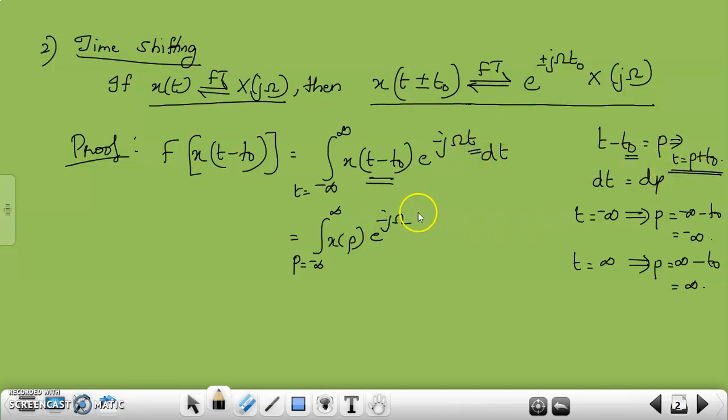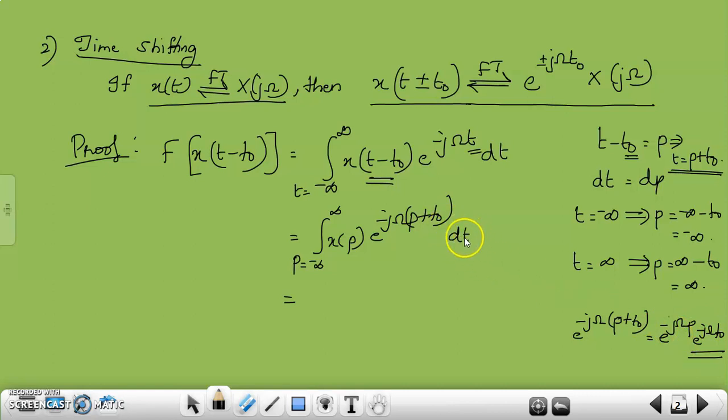So, the integral of x of p plus t naught dt. I can split this exponential into 2. e raised to minus j omega p plus t naught is of the form e raised to a plus b. e raised to a plus b is e raised to a into e raised to b. Therefore, I can write this as e raised to minus j omega p into e raised to minus j omega t naught. So, from this product, I can take e raised to minus j omega t naught outside the integral because it is independent of the variable p.